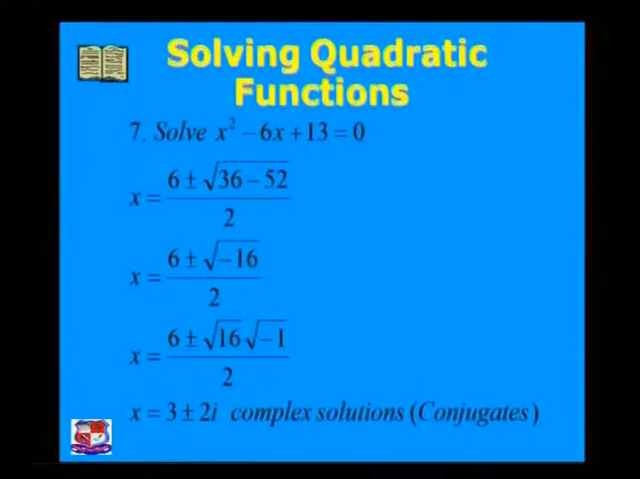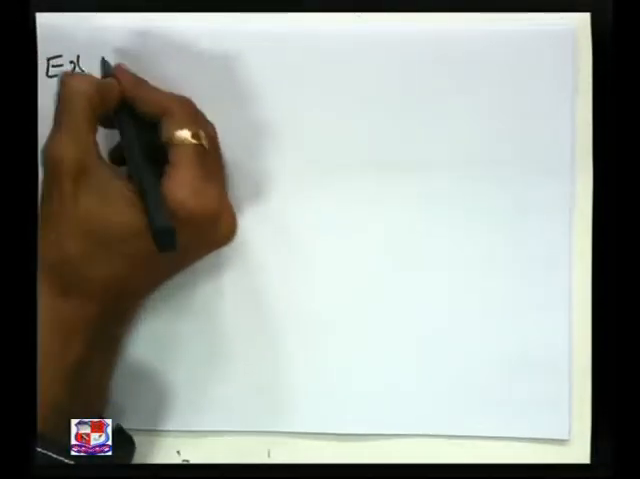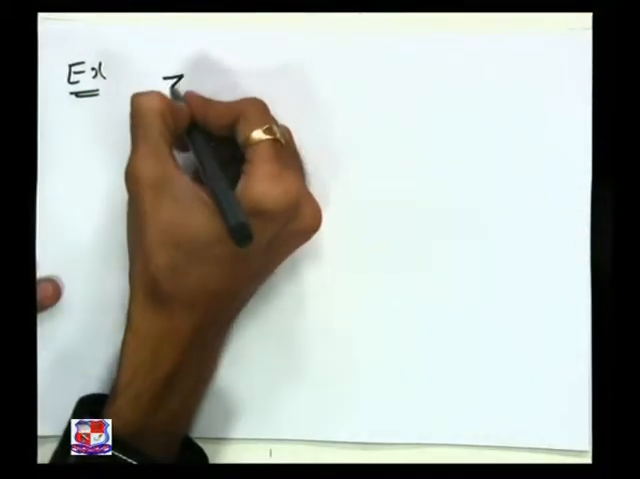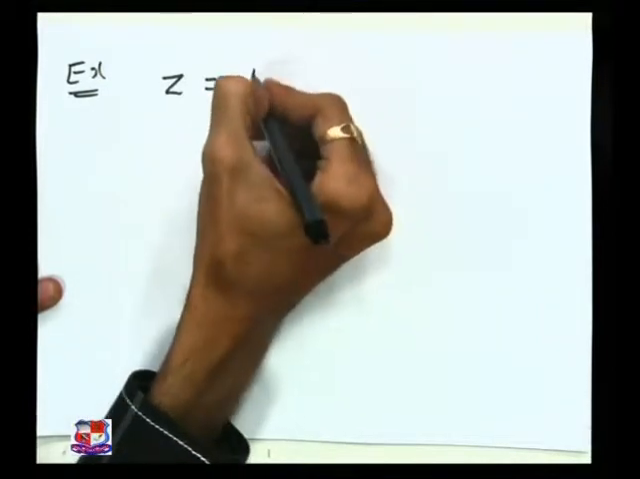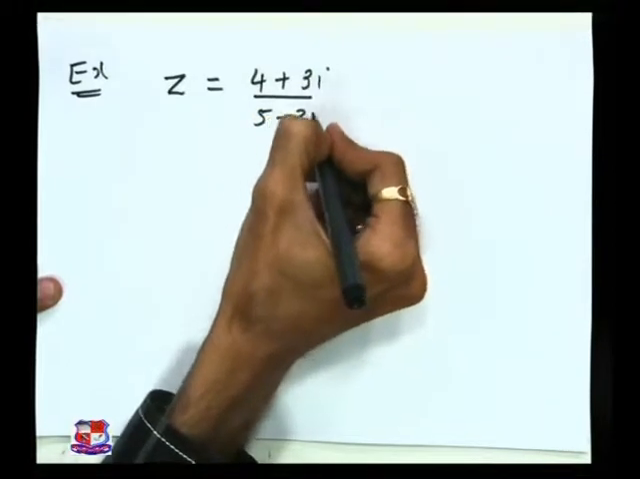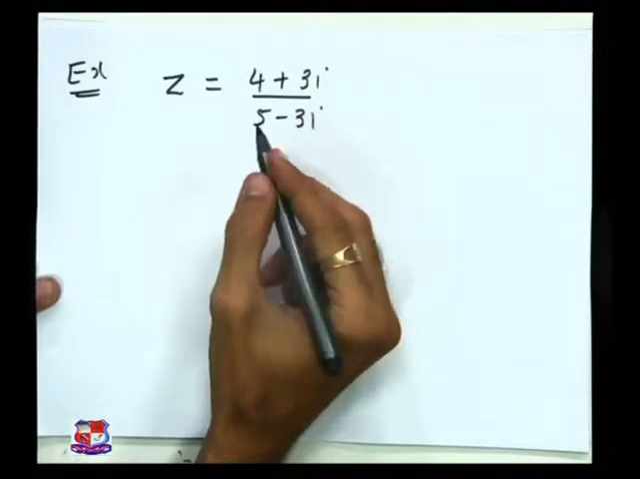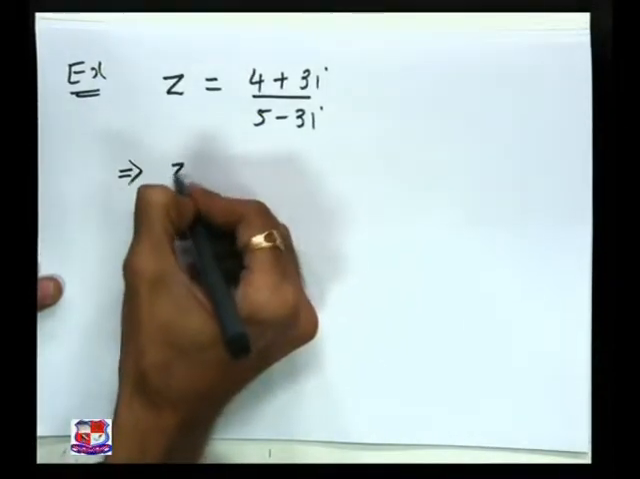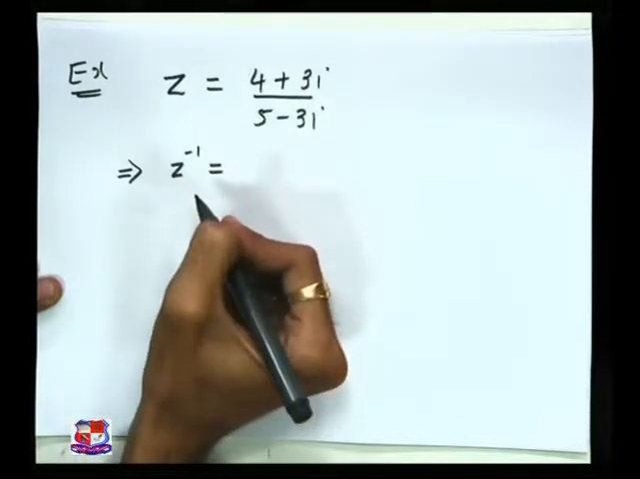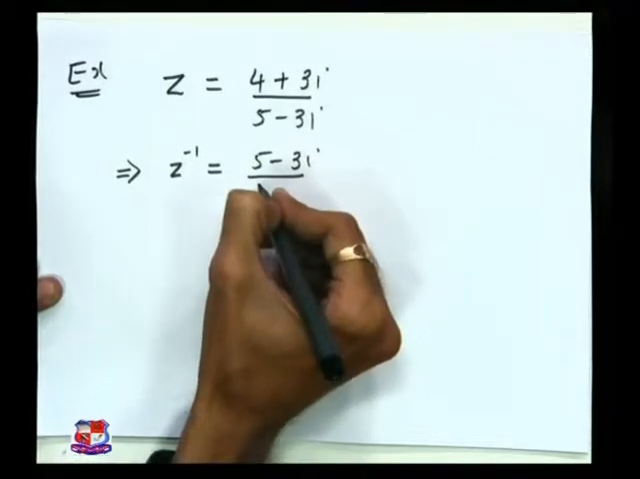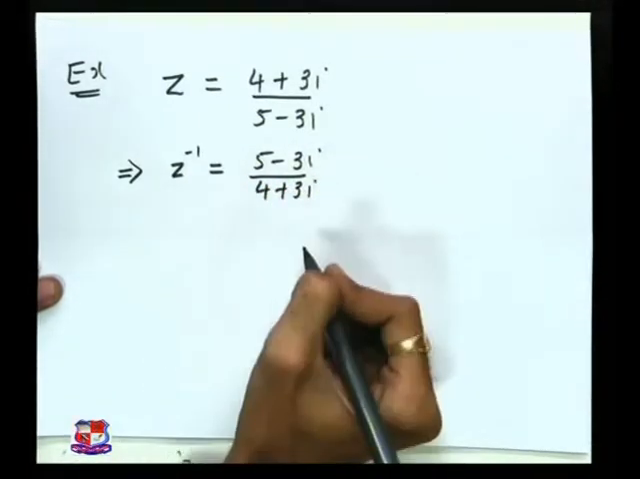The second example here: we want to find the inverse of the complex number z equal to (4 plus 3i) upon (5 minus 3i). We want to find the inverse of z. So first, we all know that z inverse is equal to (5 minus 3i) upon (4 plus 3i).